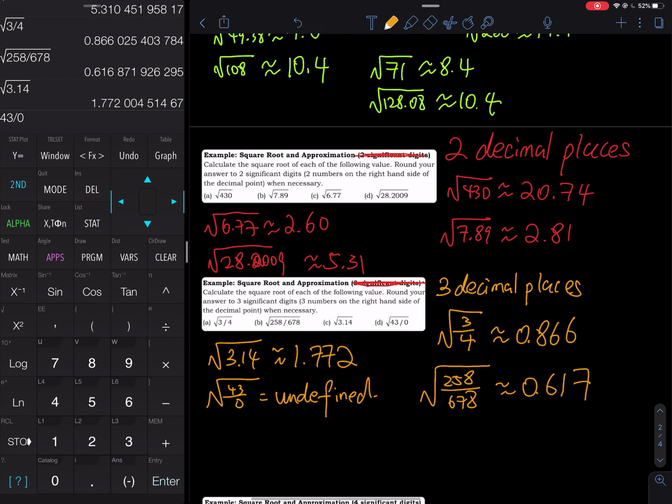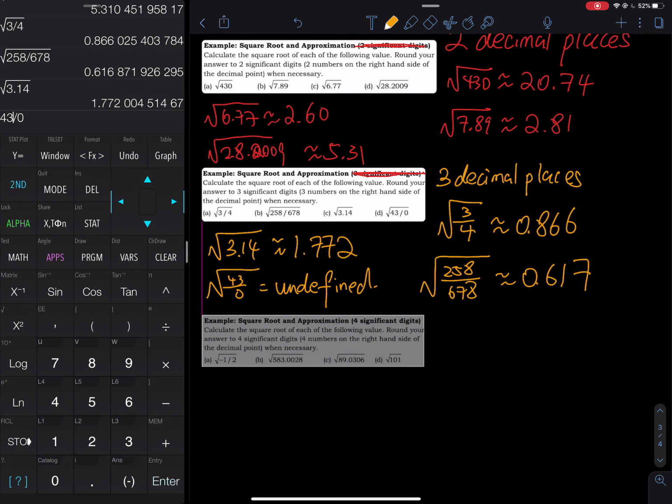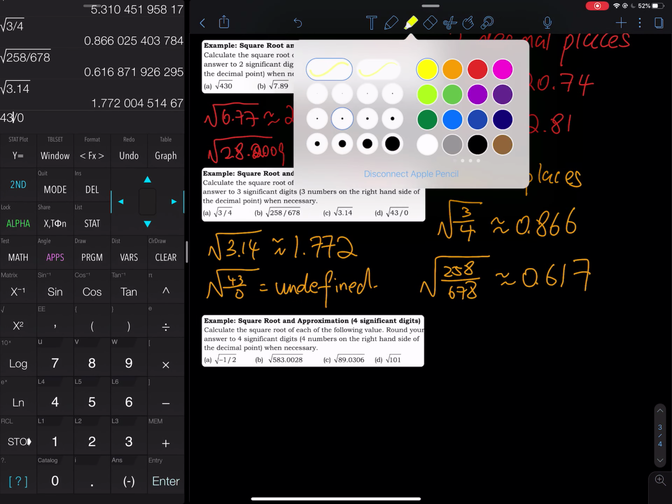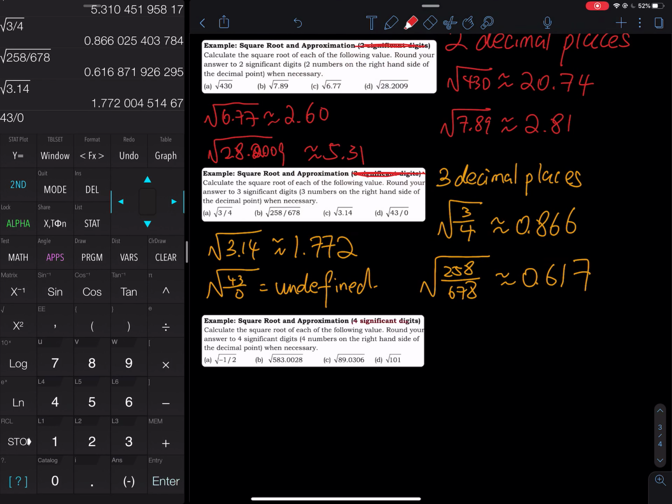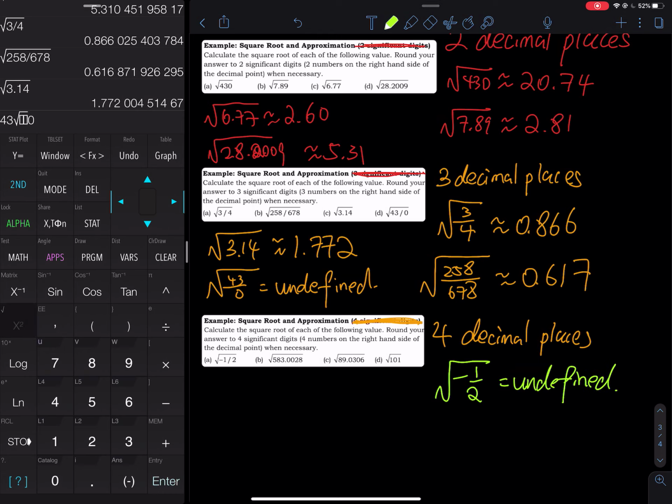All right, moving on to the last one. So I would like to correct this to 4 decimal places. Okay, let's do the last one. The square root of -1/2. The square root of a negative is undefined. Do this in your calculator, you will get an error. So the square root of -1 divided by 2, error, right?